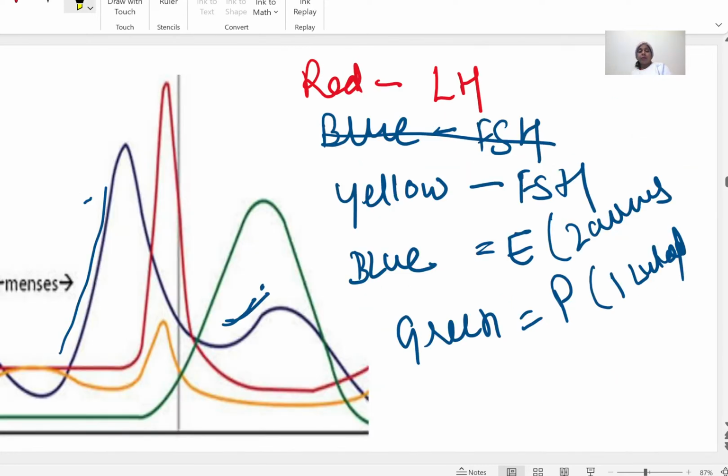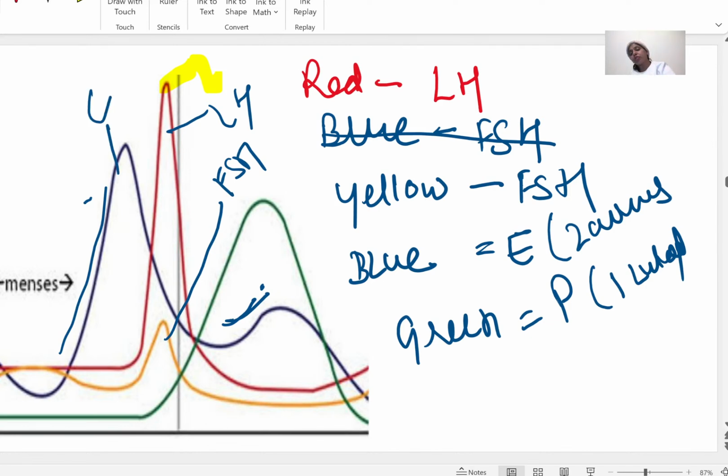These are the four graphs. LH and FSH graphs are ones with a surge. This is the LH graph, which has a bigger surge. This is the FSH graph, which has a smaller surge. This is the estrogen graph, which has two slopes, one in the proliferative phase and one in the luteal phase. This is the progesterone graph, and usually this is done in the luteal phase. This is a progesterone curve.